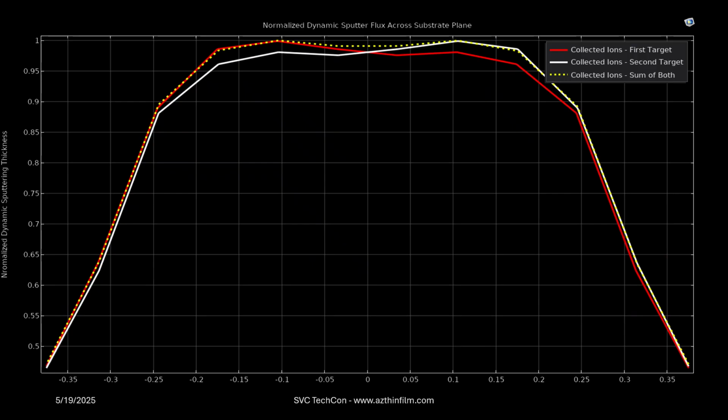And so you might even be tempted to look at that deposition profile. We can flip the second cathode around, so the deposition profile of the second cathode is the white line, and our original ion collected deposition profile is the red line, and then we have the summation of both of them together, which is the yellow dotted line. So with that, we produce a fantastic uniformity, close to plus or minus 1% for the deposition profile of these two targets together as the substrate passes by them.